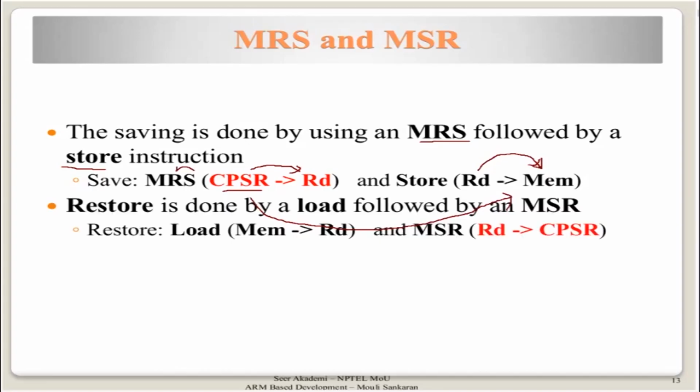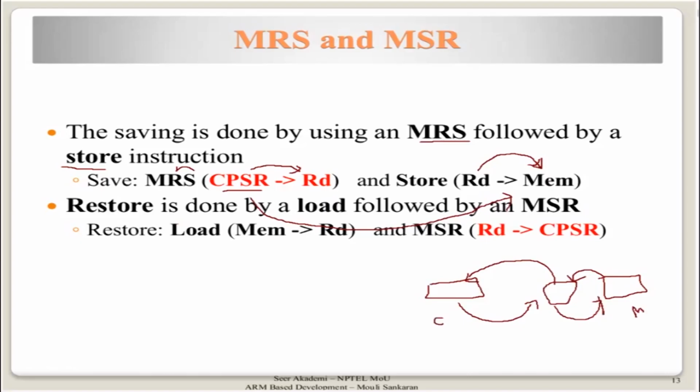Similarly, if you want to restore some value which is stored in memory into CPSR, what do you do? You bring it into a general purpose register and then take it to CPSR. So it is a 2-step process. Similarly, when you are saving, you bring it to a general purpose register, and then that general purpose register you put in memory. This is memory, this is our CPSR, this is our general registers. Understood? Very good.